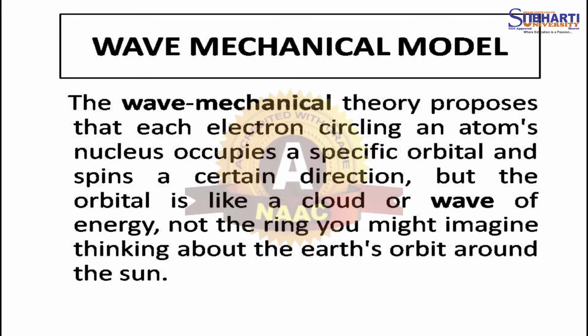Wave mechanical model. The wave mechanical theory proposes that each electron circling an atom's nucleus occupies a specific orbital and spins in a certain direction, but the orbital is like a cloud or wave of energy, not the ring you might imagine when thinking about the Earth's orbit around the Sun.